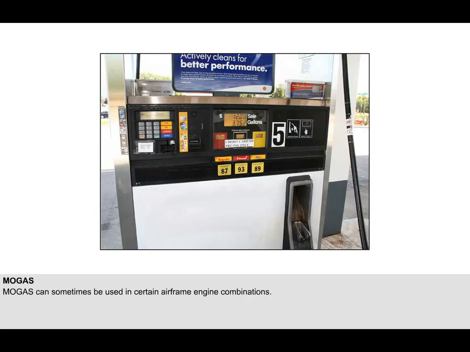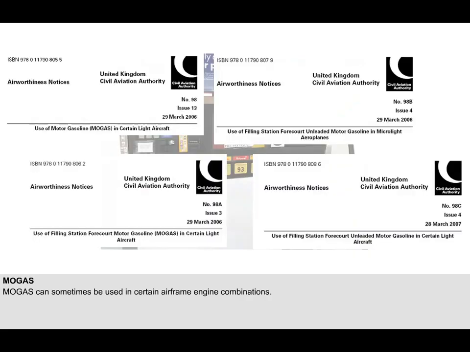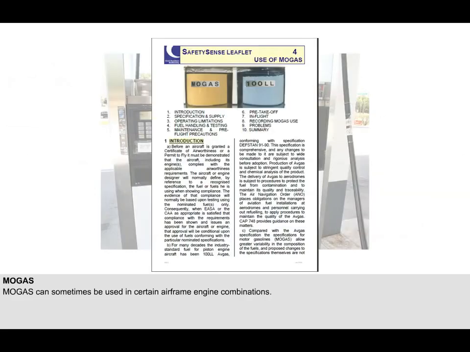MoGas or motor gasoline can sometimes be used in certain airframe engine combinations, but only under the conditions specified in Civil Aviation Authority airworthiness notices numbers 98, 98A, 98B and 98C. Because of the higher volatility and water content of MoGas, carburetor icing and vapour locking are much more likely to occur if this fuel is used. The subject of carburetor icing is fully covered in another lesson. Information and advice on the use of MoGas can be found in CAA Safety Sense Leaflet number 4.